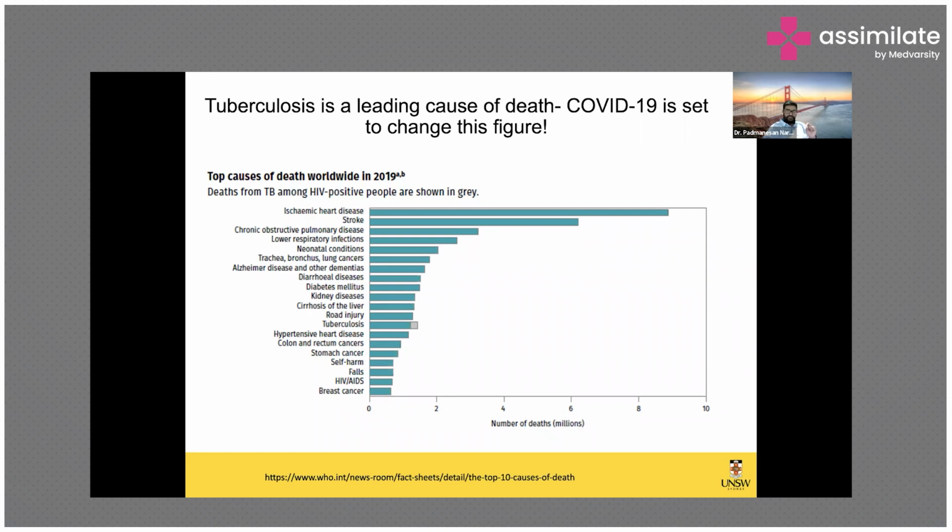To quote the exact figure, in India, 1,400 people die every day. So as we are speaking today, March 24th, 1,400 people have died in India because of tuberculosis alone. It's a very serious problem. And just to highlight this, it is very important to know where TB sits in the grand scheme of things.